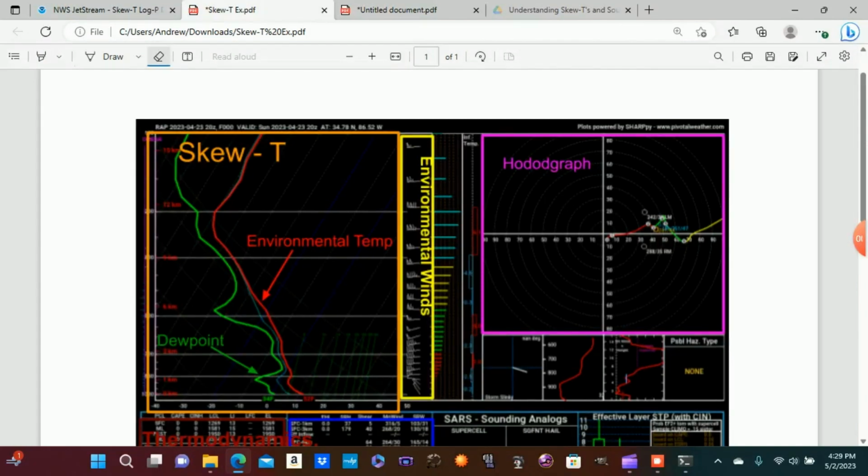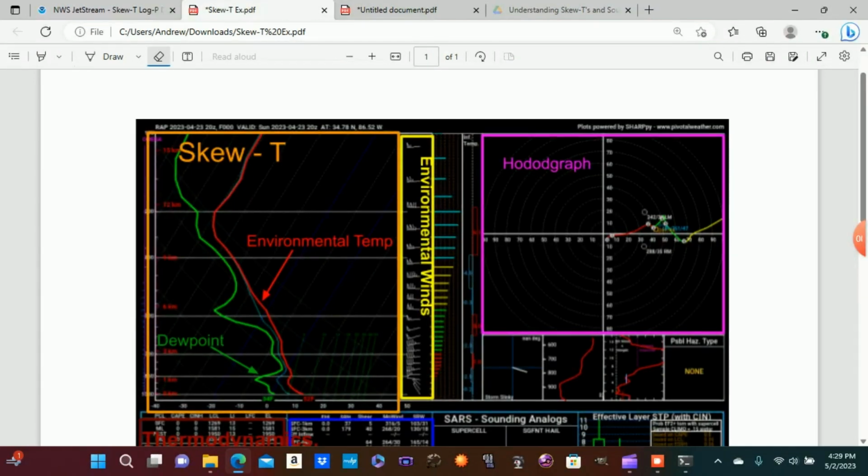And so we have our environmental temperature and dew point lines. These are the red and green lines. The environmental temperature is in red, dew point is in green. And so these temperature and dew point lines are plotted as you go up in the atmosphere.